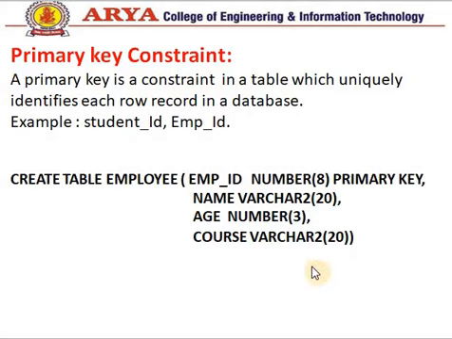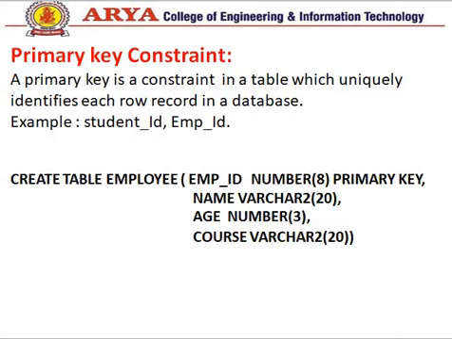Now we discuss how we apply the primary key in a table. Suppose we create a table named employee. In this table, employee ID is the first column, data type is number 8, and the primary key has been applied. Name is varchar2 with length 20, age is number 3, course is varchar2. It means there are four columns, in which employee ID is the primary key.